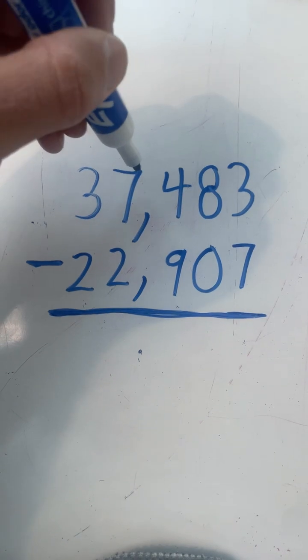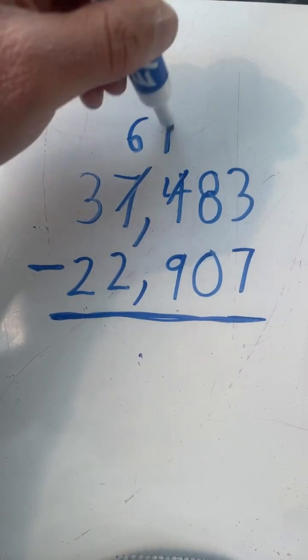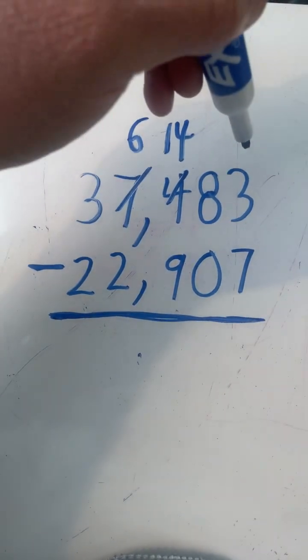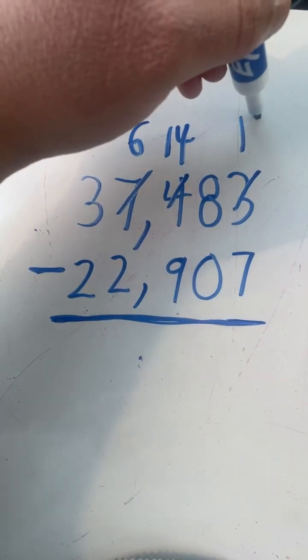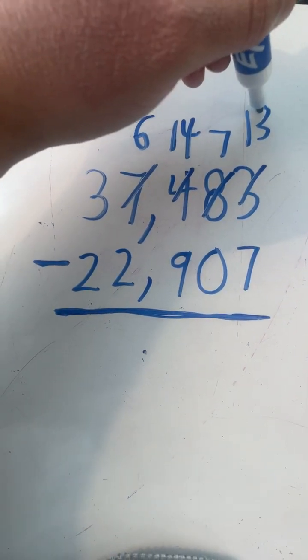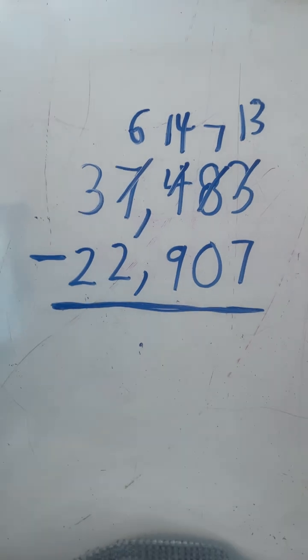So I'm going to take a 10 from the thousands place. That 7 is going to become a 6. That 4 is going to become a 14. Then I'm going to take a 10 from the tens place. That 3 is going to become a 13. That 8 is going to become a 7. And now we are ready to subtract.